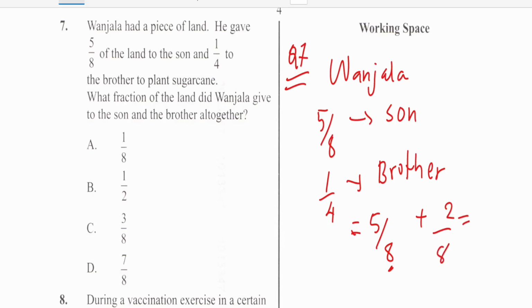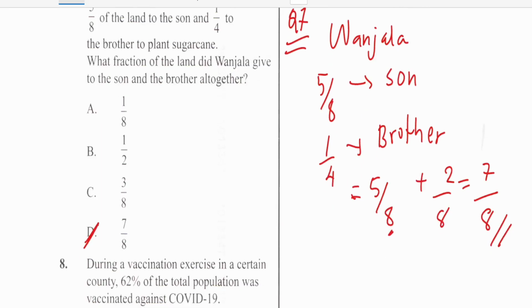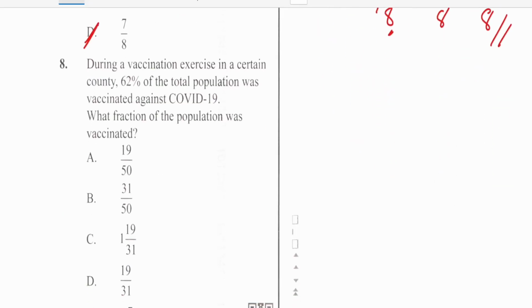And we say that if the denominators are the same, you don't add the denominators, but instead you just add the numerators directly and you leave the denominator that way. So 5 plus 2 gives you 7/8. So he gave out 7/8 in total. So this is your answer. Now let's go to question 8.